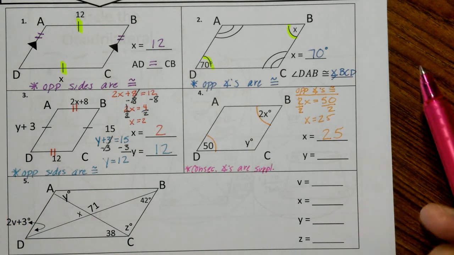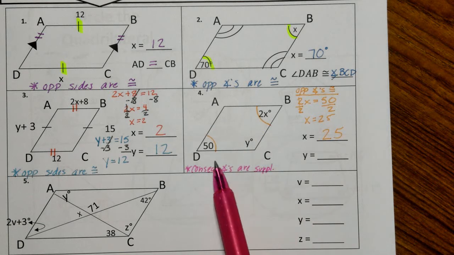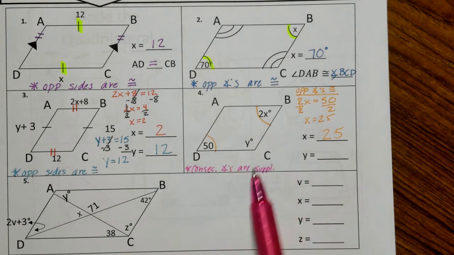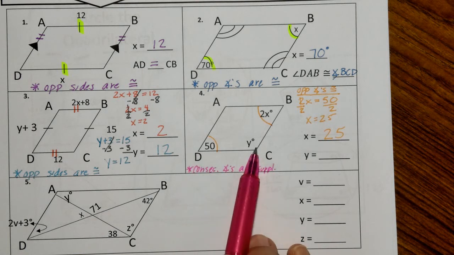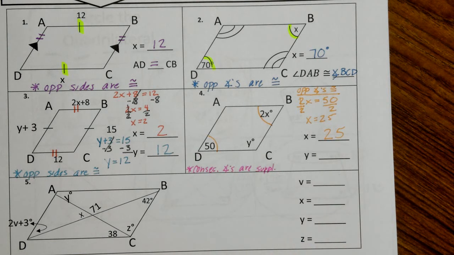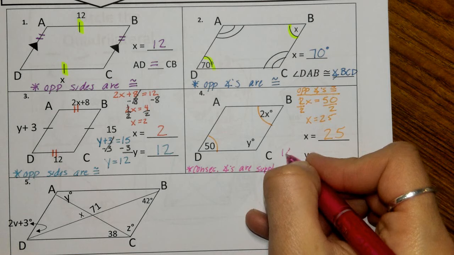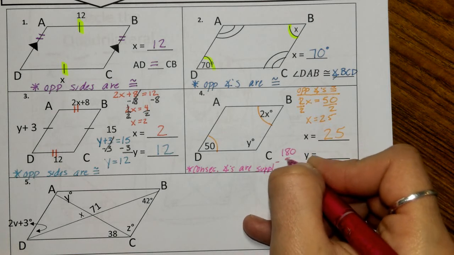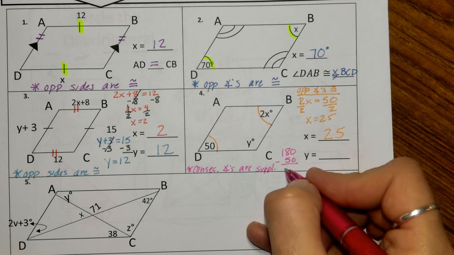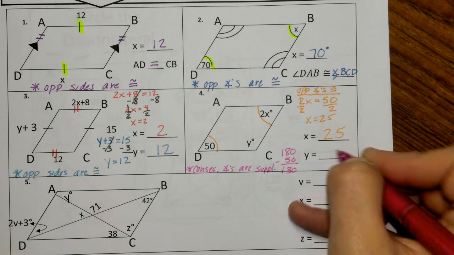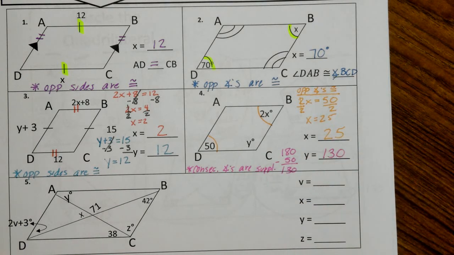So what that means is, whether you want to do angle D or angle B, they're both 50. If we look at angle D and angle C, they're consecutive one after another, so they have to add up to 180 degrees. All we need to do is take that 180, subtract the 50 degrees that angle D is, so we can see what's left over for y, and we're going to have 130. So y is 130.